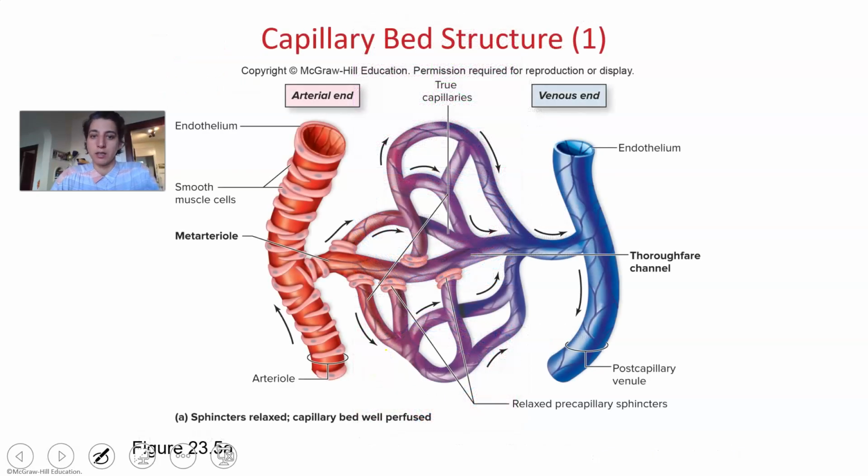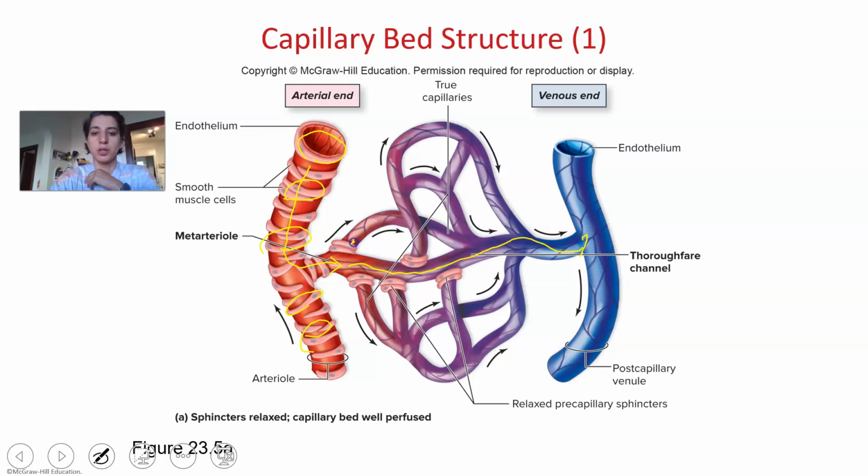Okay, supply of blood to a capillary bed goes from an arteriole and into this structure called a meta-arteriole. It's a smaller arteriole, and as you can see, these arterioles and meta-arterioles are surrounded with smooth muscle that can constrict and change the amount of flow that you have within the capillary bed, right?